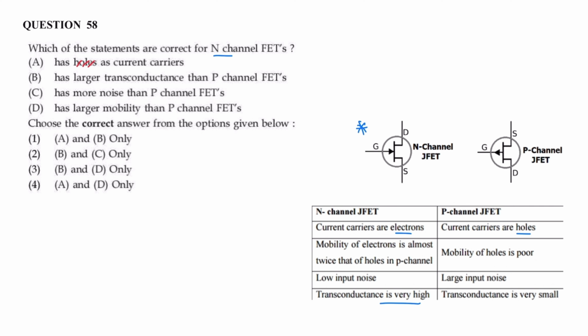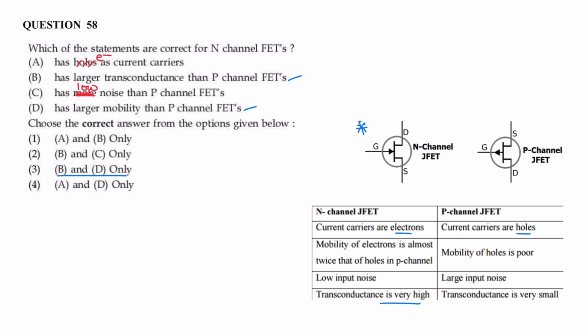N-channel JFET has larger transconductance than P-channel JFET. Statement B is correct. N-channel JFET has more noise than P-channel JFET. It is wrong. N-channel JFET has lower noise compared to P-channel JFET. N-channel JFET has higher mobility than P-channel JFET. Statement B and statement D are correct. Statement B, statement D are correct. The correct option is 3.